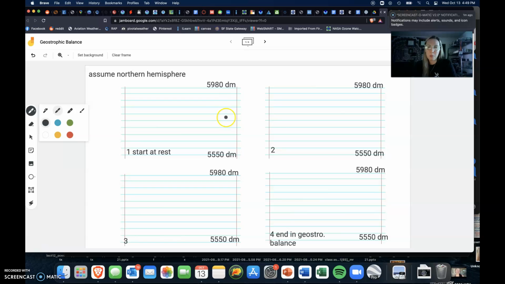Anyways, so I want you to initially start as a parcel at rest. So that's what this lovely little blob here is. And the first step is to identify the direction of the pressure gradient force. And you'll see here that I have indicated heights. I have 2 heights here. 5,980 decameters. That's just like an order of magnitude larger than a meter and 2 orders of magnitude less than a kilometer, just by the way. And then 550 decameters here on the bottom.